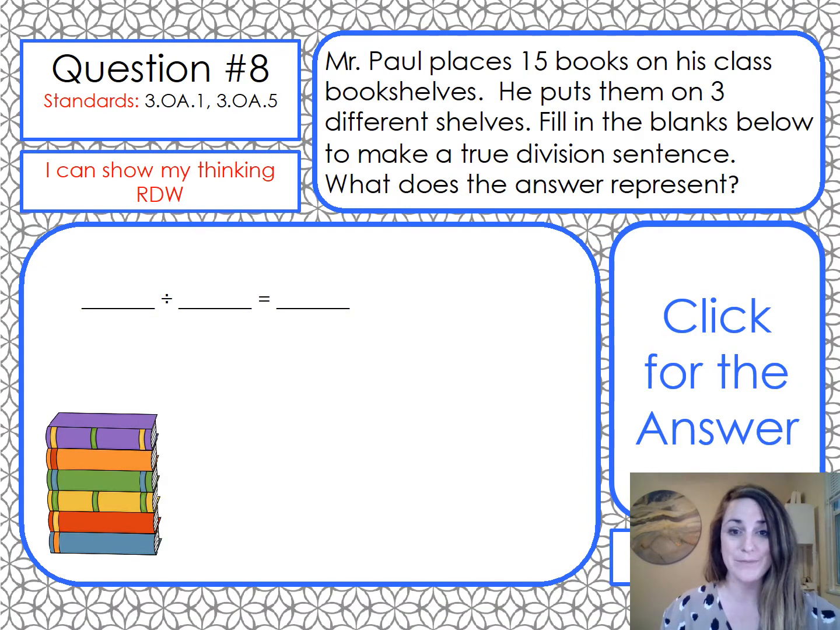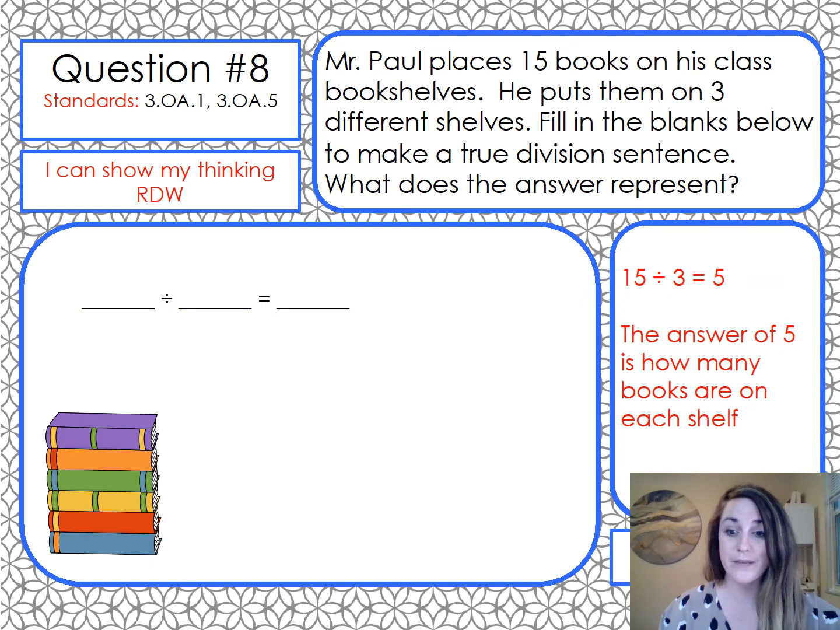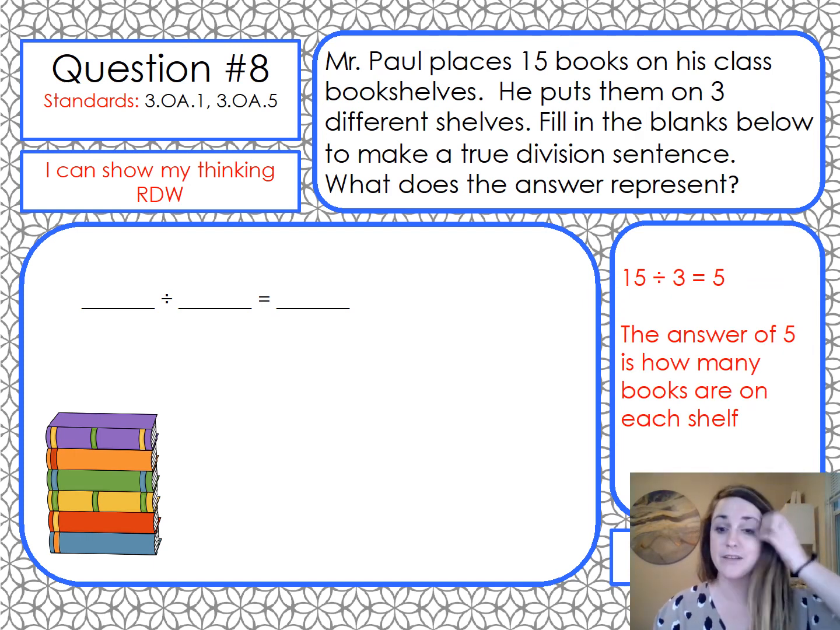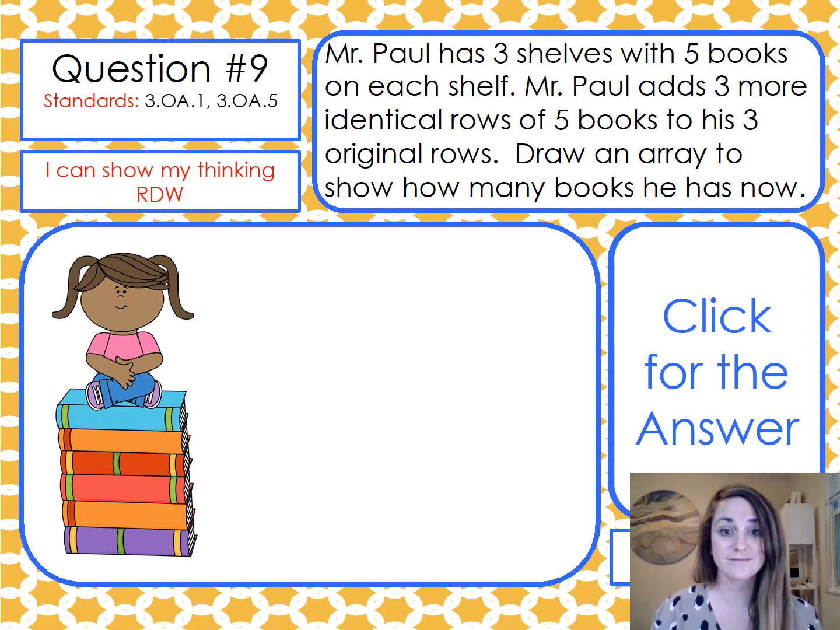Question number 8. Mr. Paul places 15 books on his class bookshelves. He puts them on 3 different bookshelves. Fill in the blanks below to make a true division sentence. What does the answer represent? 15 divided by 3 is 5. The answer of 5 is how many books are on each shelf. Mr. Paul has 3 shelves with 5 books on each shelf.